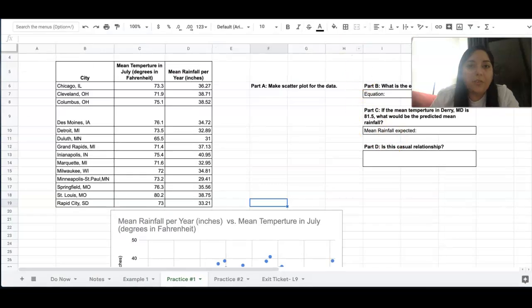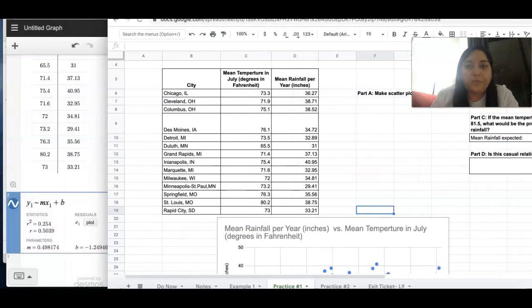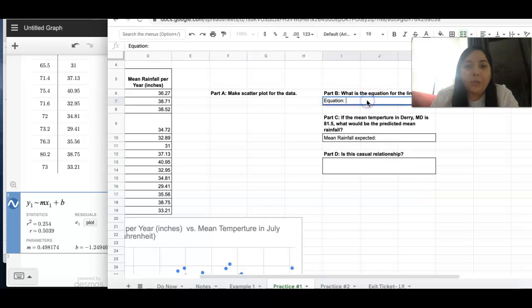Now, for our equation, we want to make sure we're estimating to the tenth place. So y equals, m is 0.49, so we want to make it 0.5, remember, to the tenth place, x, plus b, which is negative 1.249, so to the tenth place it would be minus 1.2. So this would be our equation. I'm going to highlight that and bold it so you can see it.